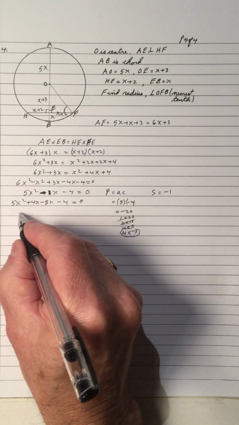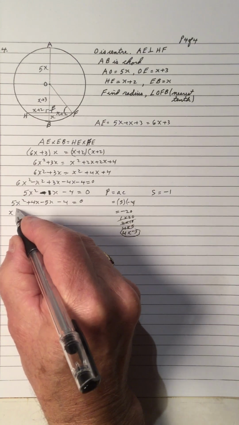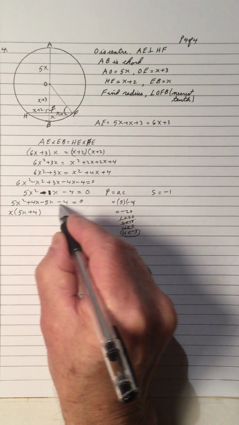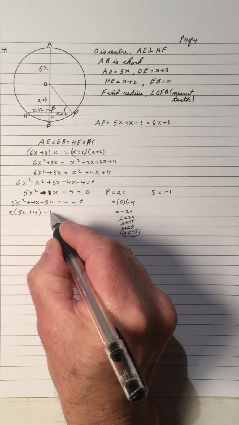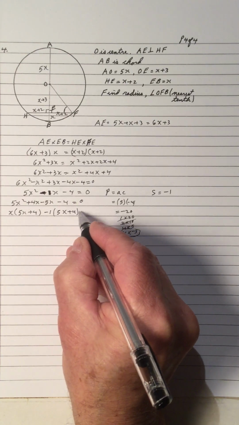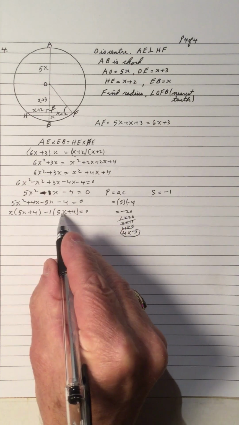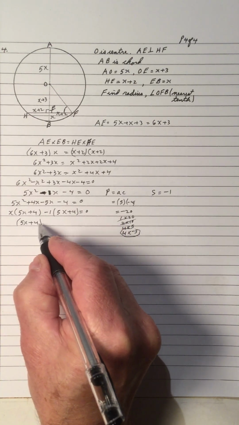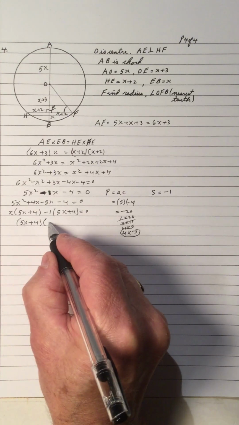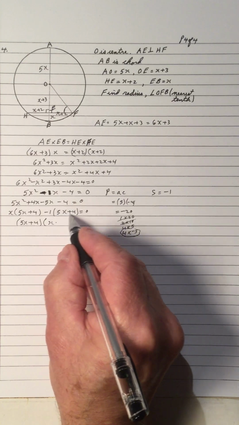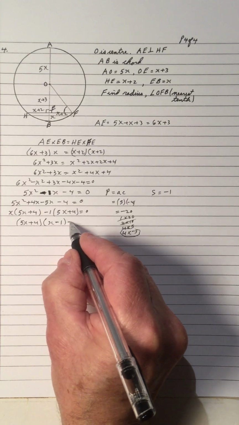Now we do grouping. So we take the x out of the first two. We get x times 5x plus 4. We take the negative 1 out of the next two. We get negative 1 times 5x plus 4. Notice the two binomials are the same, so we'll go 5x plus 4. Take that out of here, and we get x. Take it out of this term, we get a minus 1.